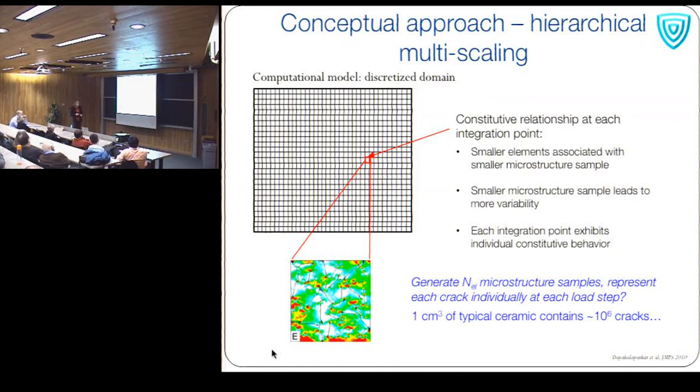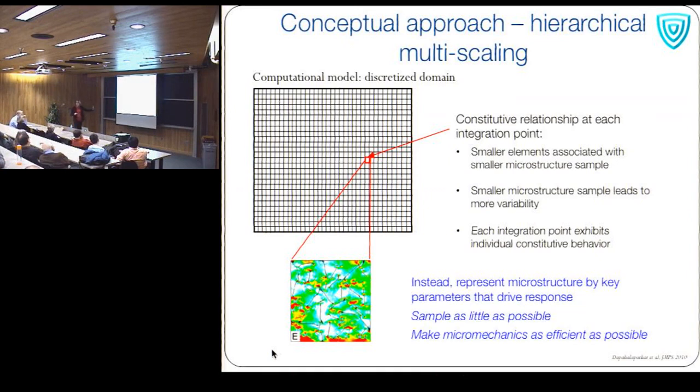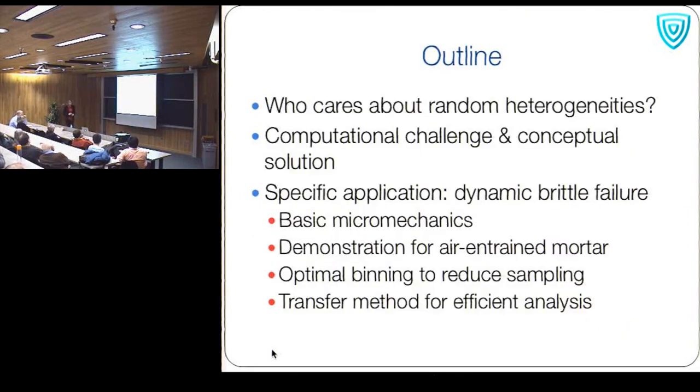So instead, we're going to represent this microstructure by the key parameters that drive response. And we'll have to decide what we represent and what we don't. We would like to sample as little as possible. And we would also like our micromechanics to be as simple as possible. So our subscale modeling here, we like to simplify. So I kind of covered the first two already.